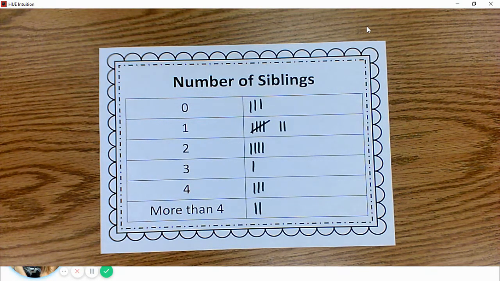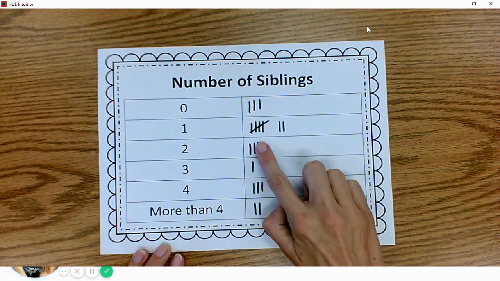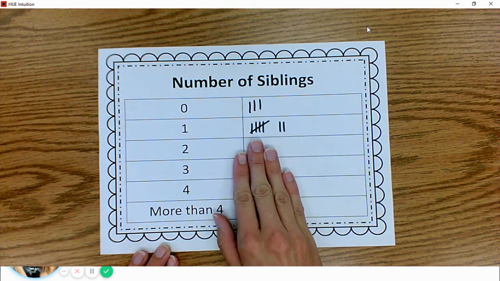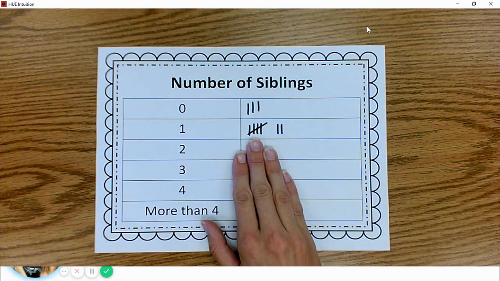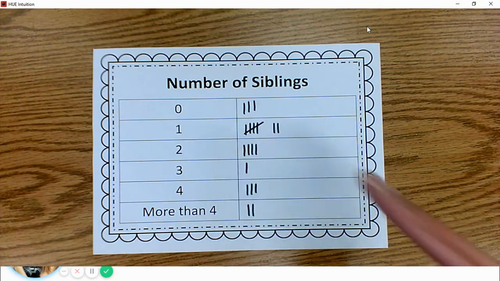Or you could be asked a little bit more challenging problem, like how many students have less than 2 siblings? So when I'm asked how many have less than 2, I have to ignore all of the students who have 2, 3, 4, or more than 4. Let's just ignore those, they don't have less. They either have 2 or they have more. So the answer would be a combination of the 0 and the 1. That would be, let's see, 7, 8, 9, 10. 10 students. These 10 students have less than 2 siblings. So you might have a question like that.